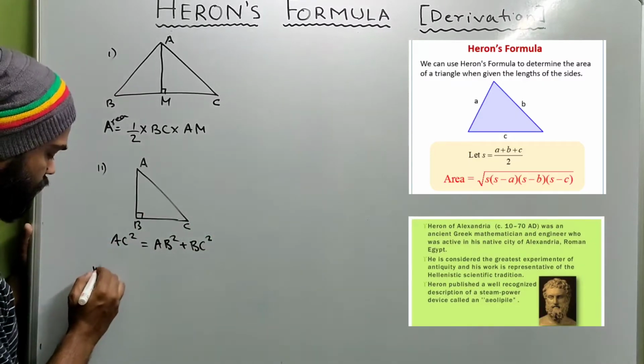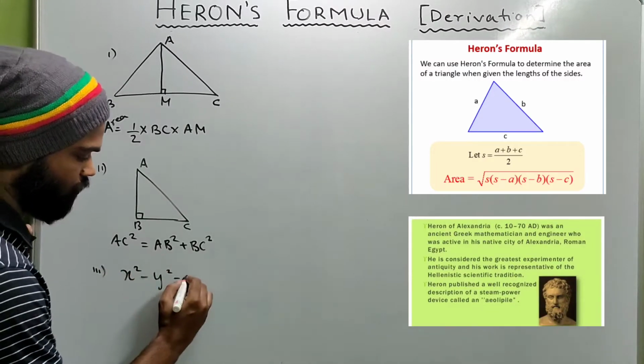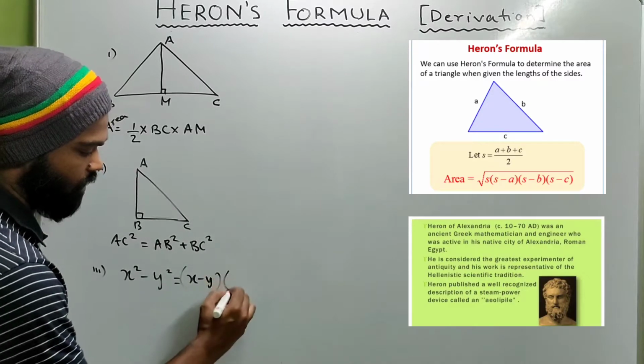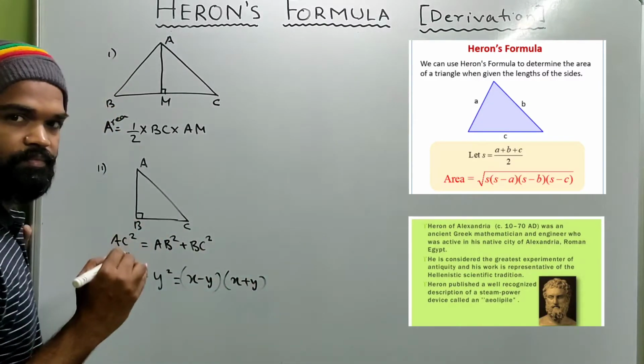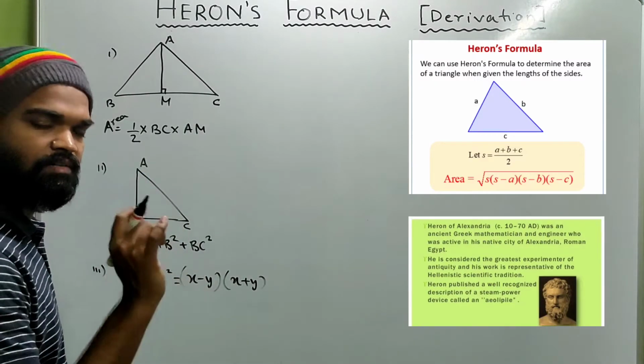Then the square of the hypotenuse is equal to the sum of the squares of the two sides. The third one, difference of squares, that is x square minus y square is equal to (x minus y) times (x plus y). Clear? We all know this. Now let us derive the formula.